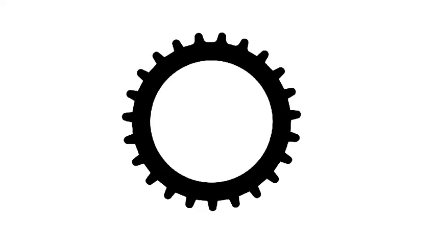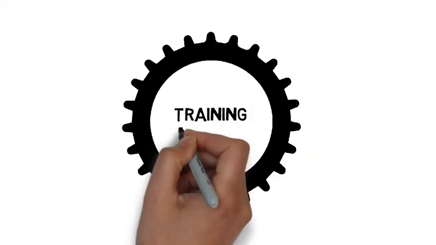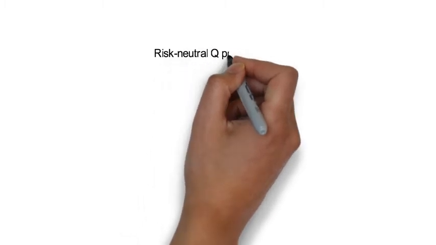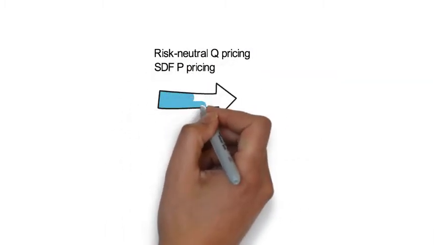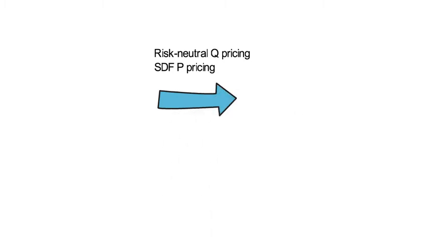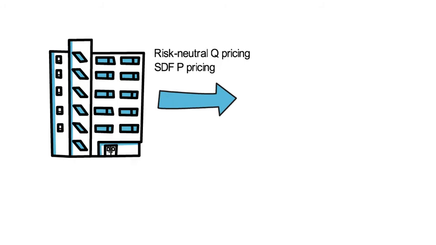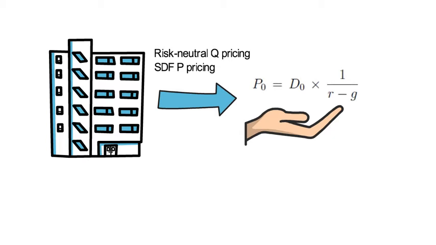Now this video offers you a training example. It invites you to verify with risk-neutral Q pricing and also via SDF-P pricing that a firm with risky yet diversifiable cash flow shocks is worth the current dividend times 1 over risk-free rate minus expected growth rate.